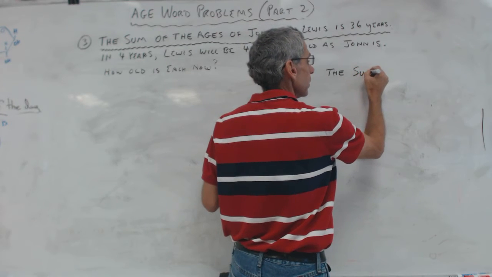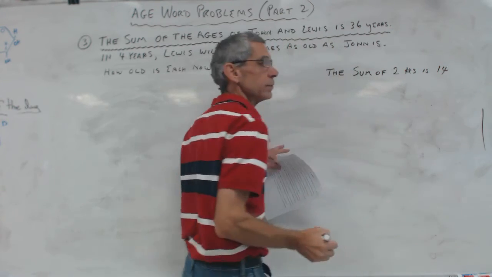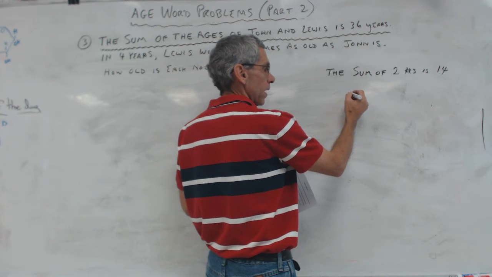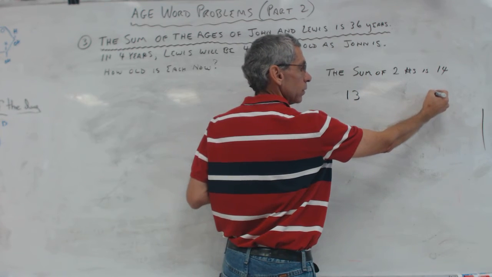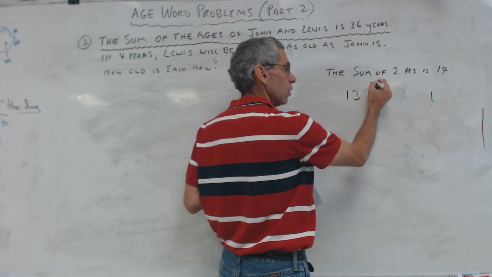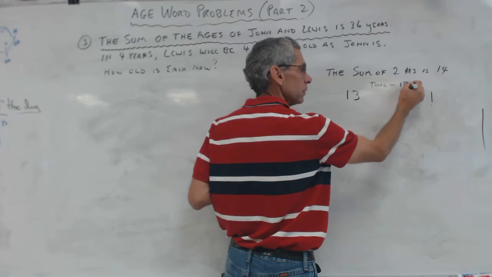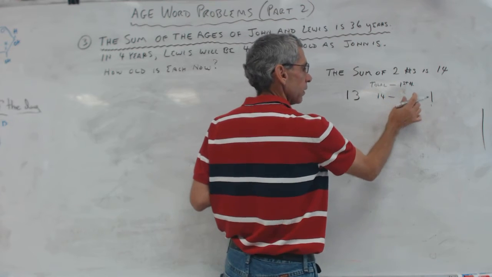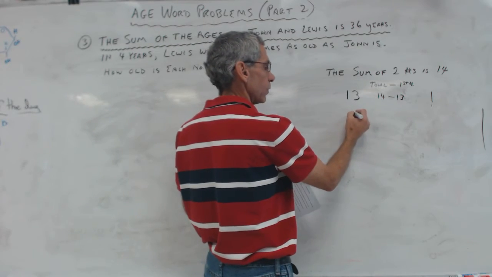The sum of two numbers is 14. Now, let me ask you this. If I said the first number was 13, what would be the second number? 1. How did you get that? We subtracted 13 from 14. So you did the total of 14 minus the first number. Am I right? Yeah. So we got 14 minus 13, and that equals 1. That makes sense.